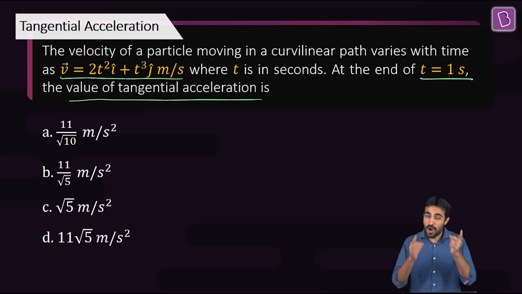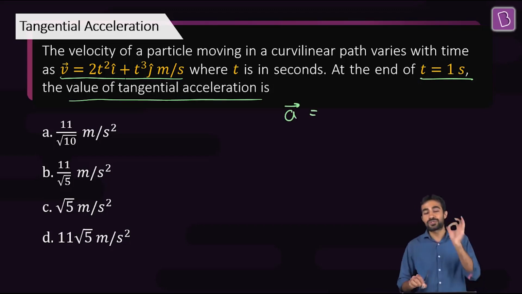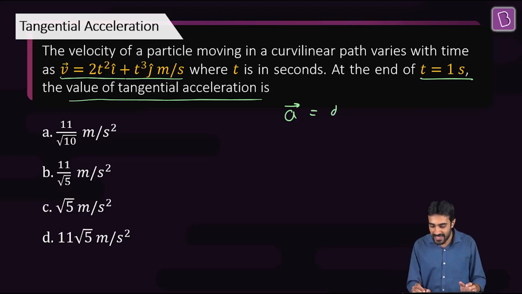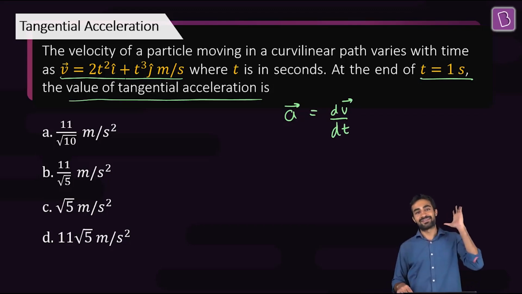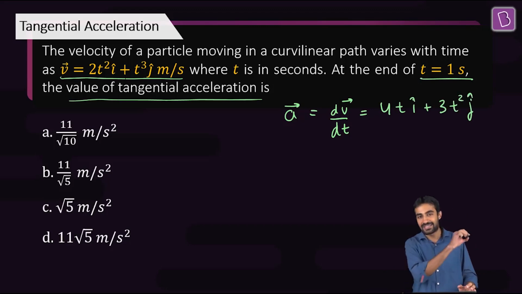Well, we will talk about tangential acceleration. But first of all, tell me, can you find the actual total acceleration of the particle? Well, we can, because velocity is given as a function of time. If we differentiate the velocity vector with time, dv vector by dt, this gives us the acceleration vector. And this is coming out to be 4t i cap plus 3t square j cap, isn't it?